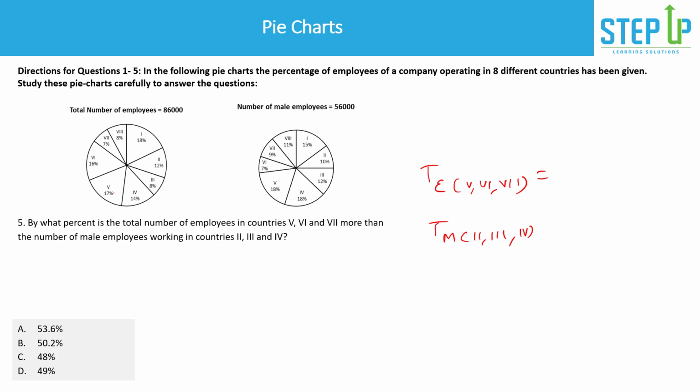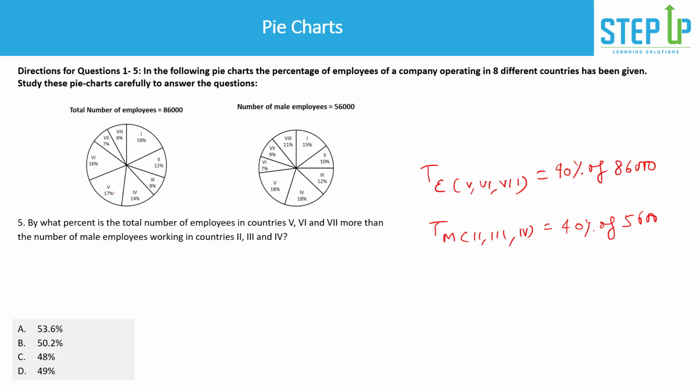So 17 plus 16 is how much? 33 plus 7, 40. So this is nothing but your 40% of 86,000, right? And the total number of male employees in country 2, 3, 4 is how much? 2, 3, 4: 10, 12, 18, same base. This is again 10 plus 12, 22 plus 18, again 40% of 56,000. So he's saying how much is this more than this?